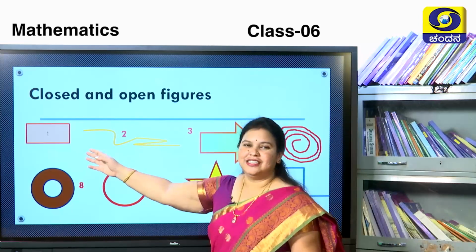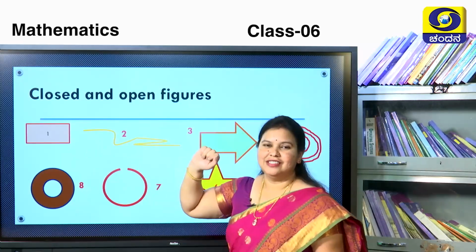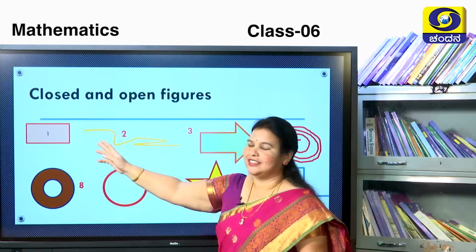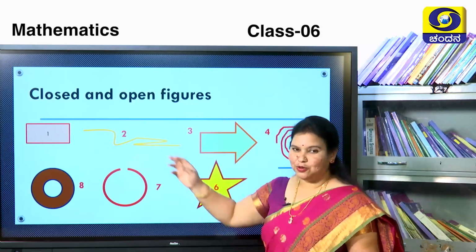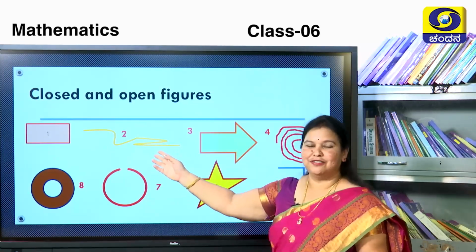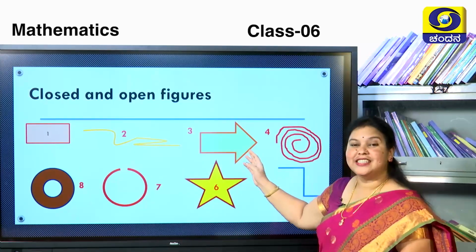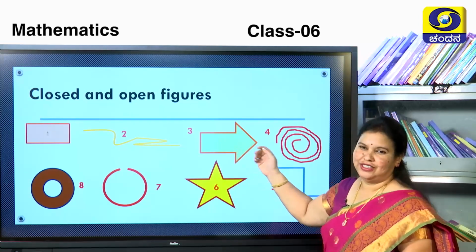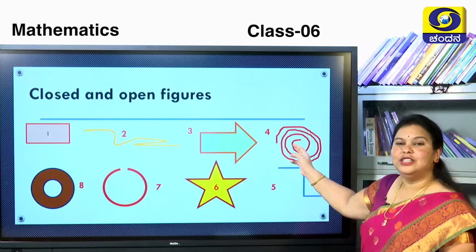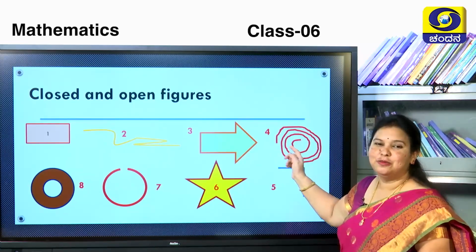Here, see here, first one, is it a closed or open figure? Yes, it is a closed figure. See the second one, it's a line. Is it open or closed? Yes, definitely it's an open figure. See in the third one, the line is enclosed here. So we can say it's a closed figure. See in the fourth one, you can see two ends here. So definitely it's an open figure.